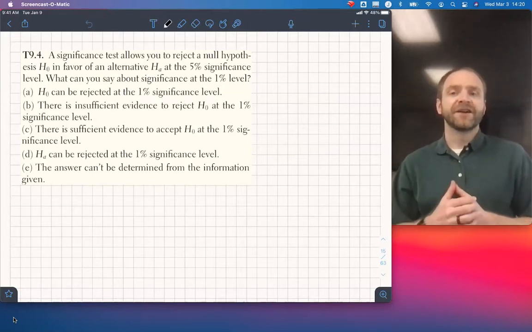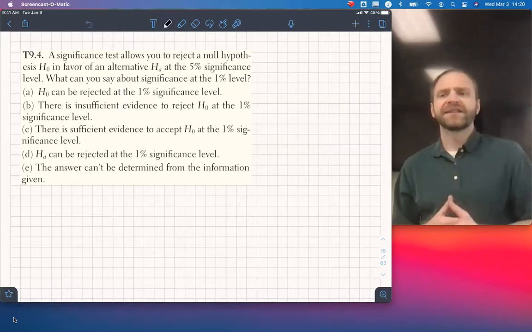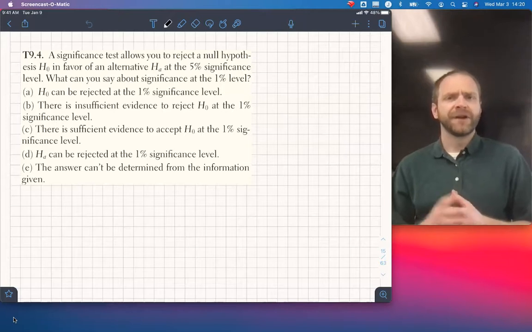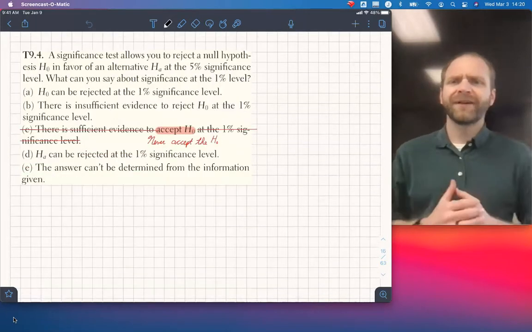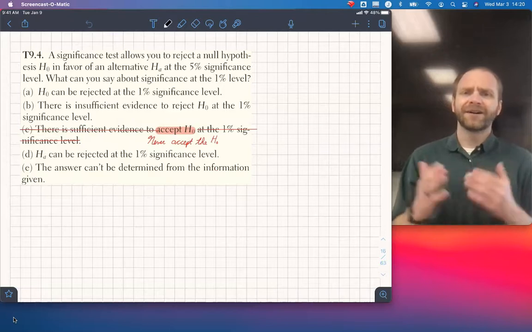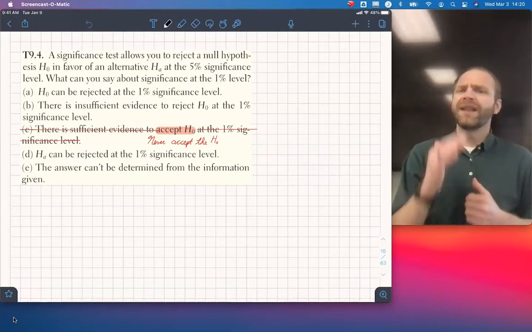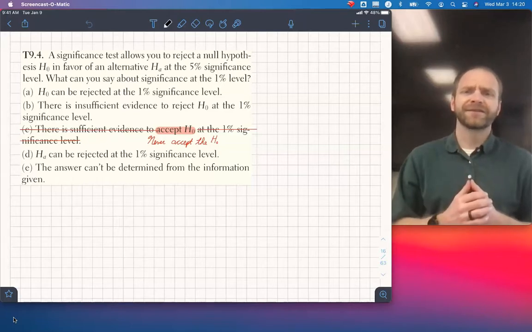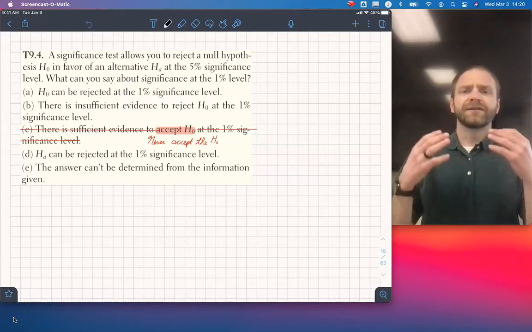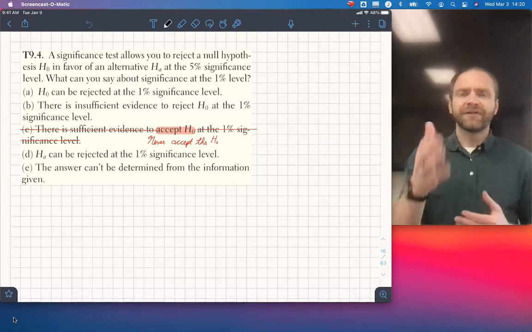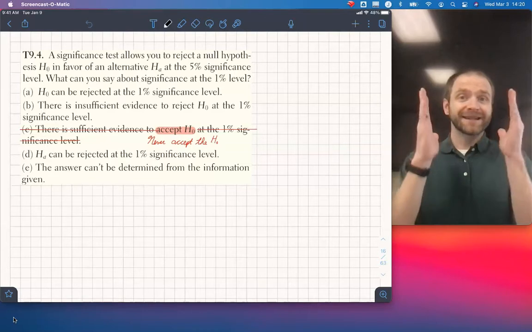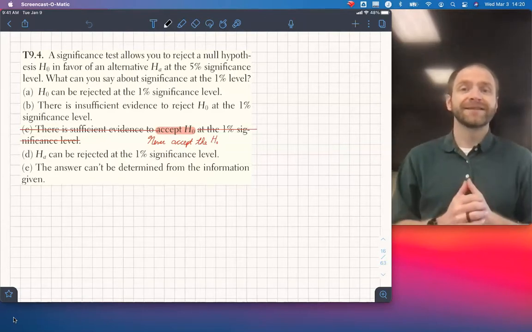D says the alternative can be rejected at the 1% significance level. C says there is sufficient evidence to accept the null at the 1% significance level. Well, I'm going to hold on a second. If I look at that C for a minute, and I'll come back to D as well, you never accept the null hypothesis. You always fail to reject the null. You never say the null is true. You fail to reject it. So based off of that phrasing, accept the null, I can eliminate choice C.